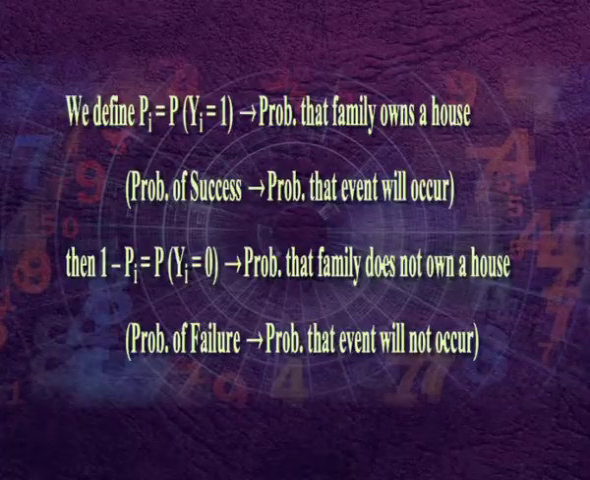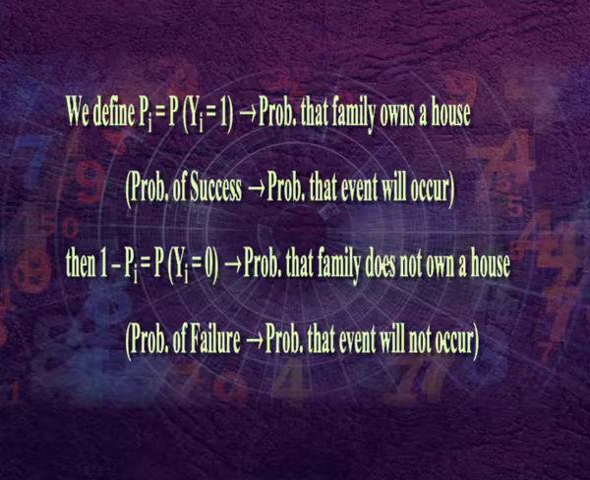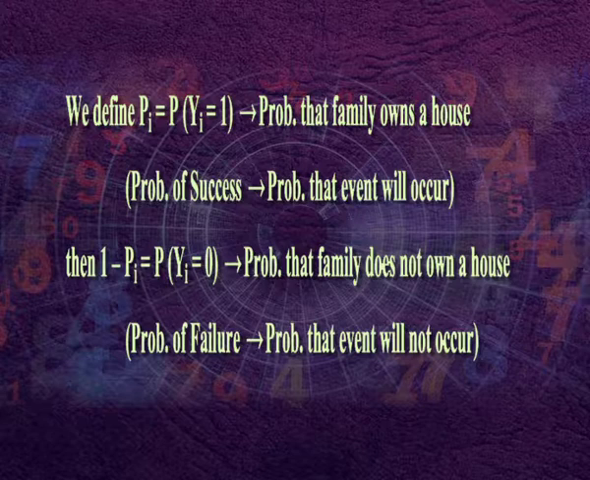We define Pi equal to probability of Yi equal to 1, which means probability that family owns a house. Probability of success means probability that event will occur. Then 1 minus Pi equal to probability of Yi equal to 0, which means probability that family does not own a house. Probability of failure means probability that event will not occur. The probability distribution of variable Yi is shown here.